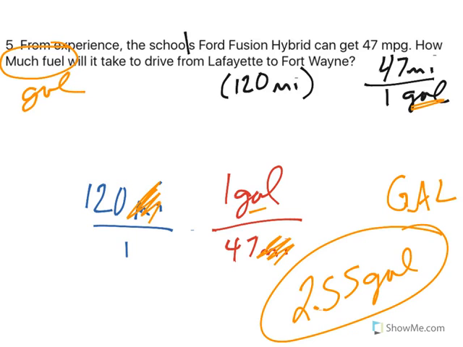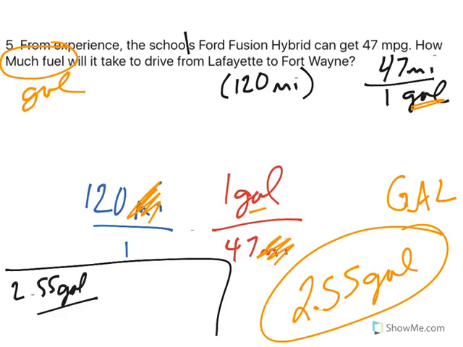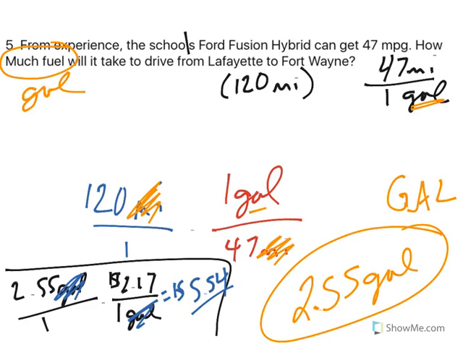Now, if you want to know how much it's going to cost, if we have 2.55 gallons, I saw gas today for $2.17 for every 1 gallon of gas. That makes your gallons cancel out. You multiply, and in this case, it would cost you $5.54 to get there.